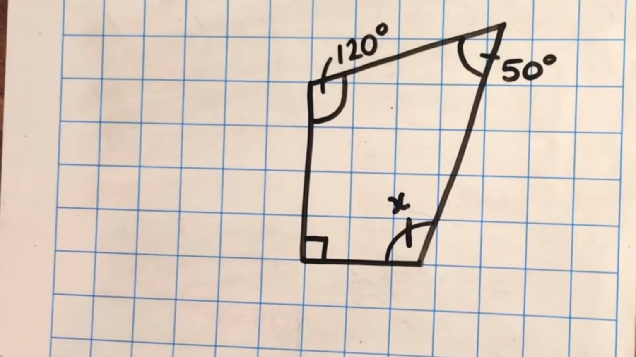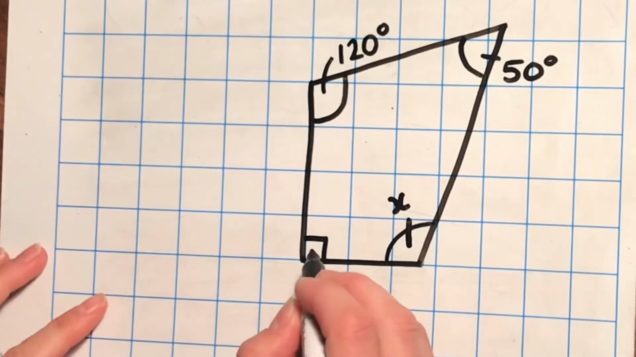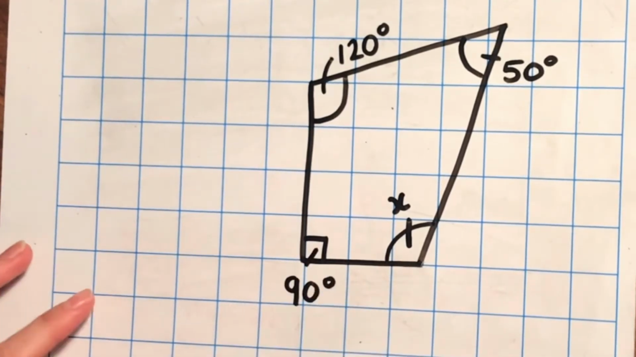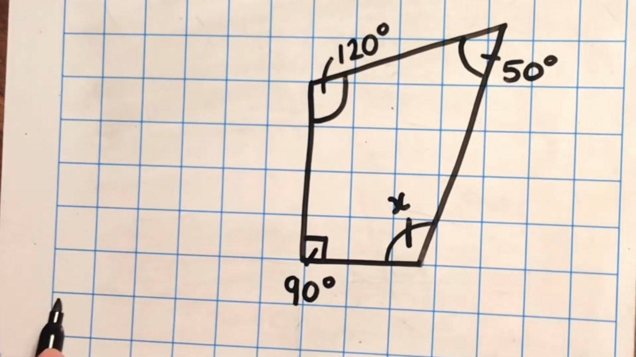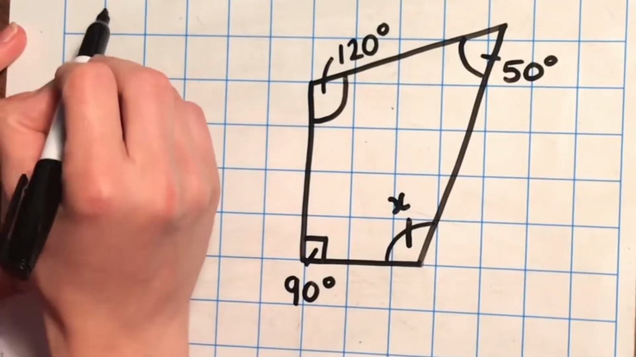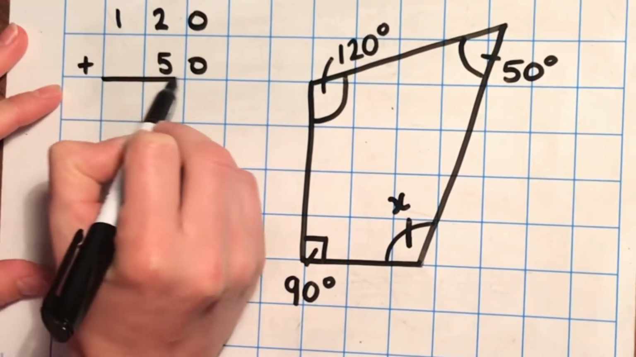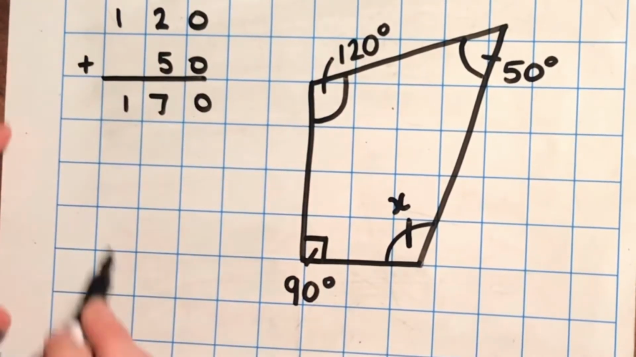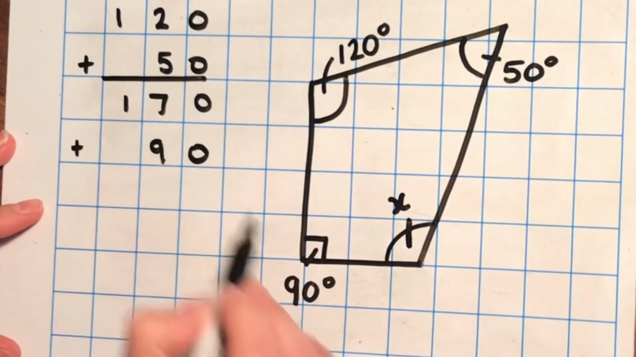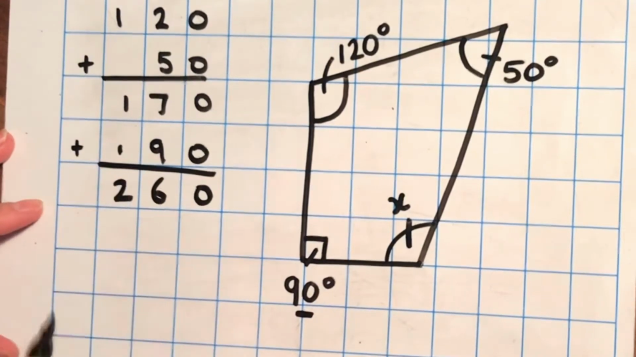So for example number 2, same process, same steps. This time we've got a right angle. So the first thing that you should do when you get a question like this is label your right angle 90 degrees. Then you're going to do your steps. So step 1 is to add the angles you already know. So we've got 120 plus 50. That gives you 170. Then add on your 90, which is this right angle. That gives you 260.